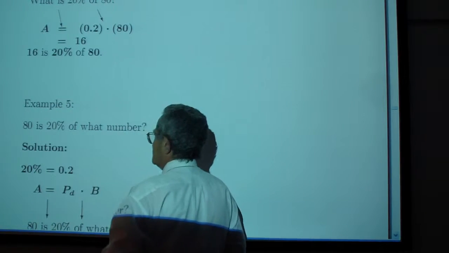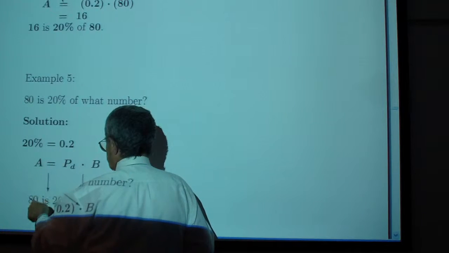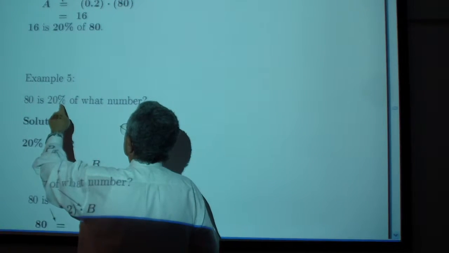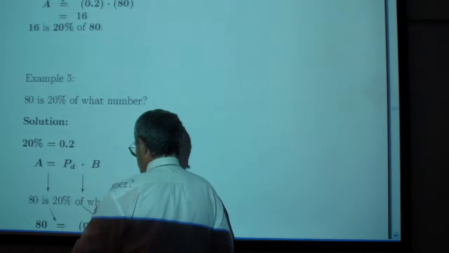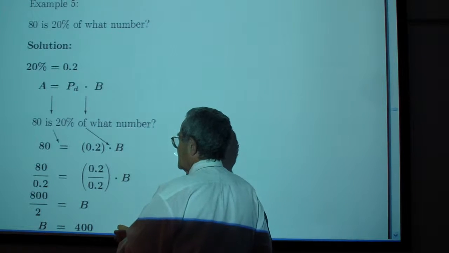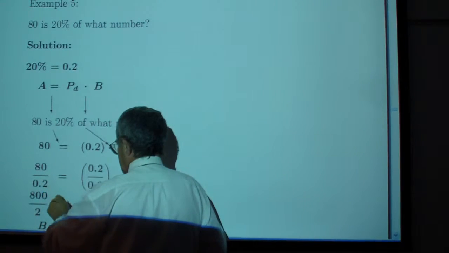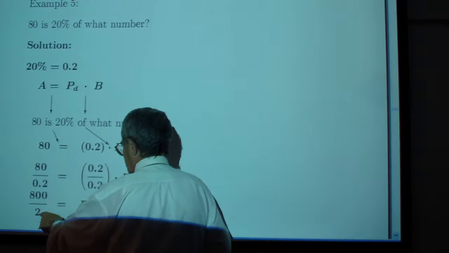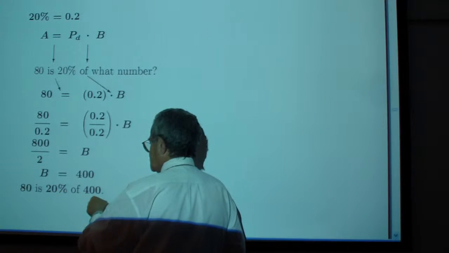80 is 20% of what number? Amount, the 80 drops in for the amount. The 20% becomes 0.2, and this is not given, so let that be the base, so call it x if you'd like. You divide both sides by 0.2, multiply by 10 over 10, that's 800 over 2, or 400. So 80 is 20% of 400.